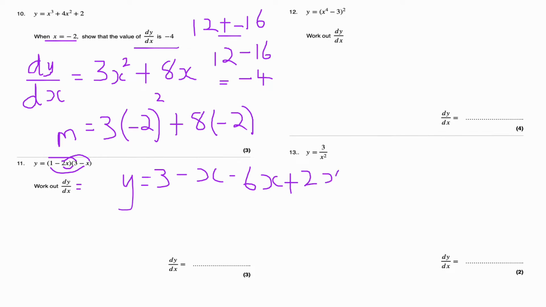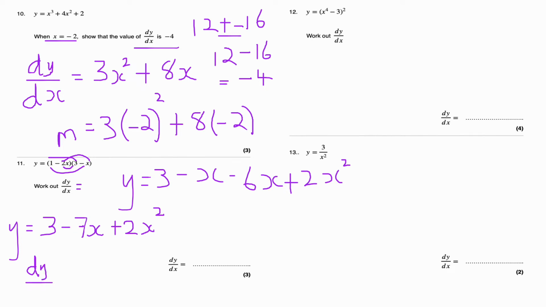Sorry, that's gone a bit over into the next question. Collecting my like terms, I get y is equal to 3 take away 7x plus 2x squared, so it's a quadratic curve, guys. And it doesn't really matter which order I write it in. Differentiation is still going to follow the same logic.